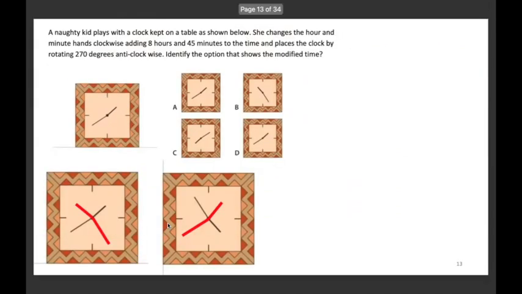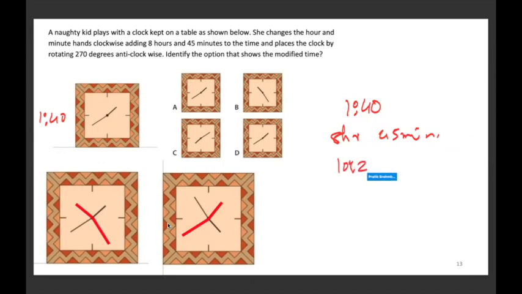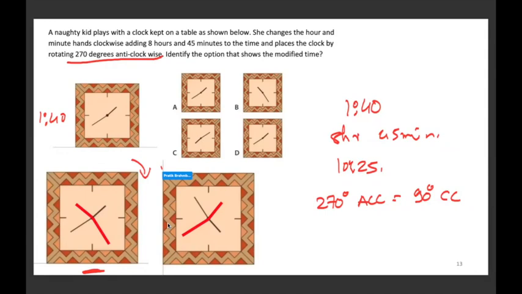Now, the current time that is given in the clock is 1:40. From that 1:40, we are adding 8 hours and 45 minutes. Thus, the new time will become 10:25. 10:25 will look something like this. After this, we are rotating the clock anti-clockwise by 270 degrees. So 270 degrees anti-clockwise is equal to 90 degrees clockwise. Both are the same. So we rotate this 90 degrees clockwise, and then we find that the time has to look like 1:40 only.